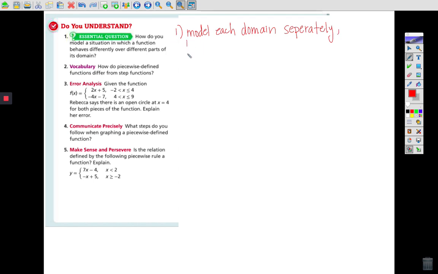And then combine into one function. Using a brace. What is a brace, guys? That's just like right here. Do you see how they combined it into one function down here? They did that using a brace.